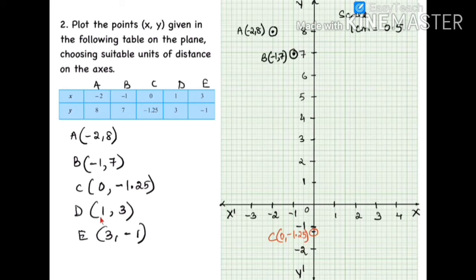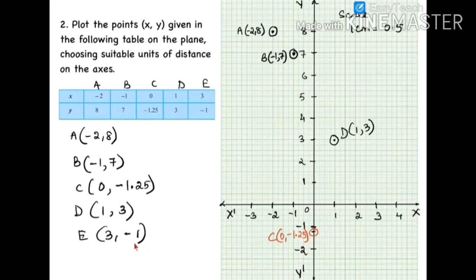Point D has x coordinate 1 and y coordinate 3. So you will move from the origin 1 unit along the positive x-axis and 3 units along the positive y-axis. So we reach here. So this point is D, 1, 3.